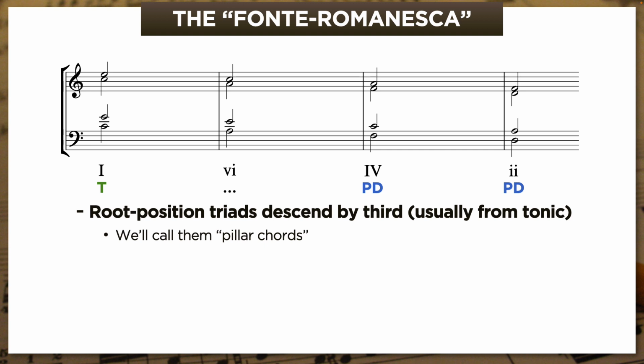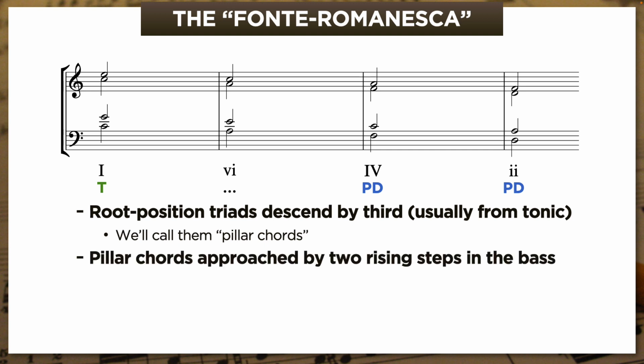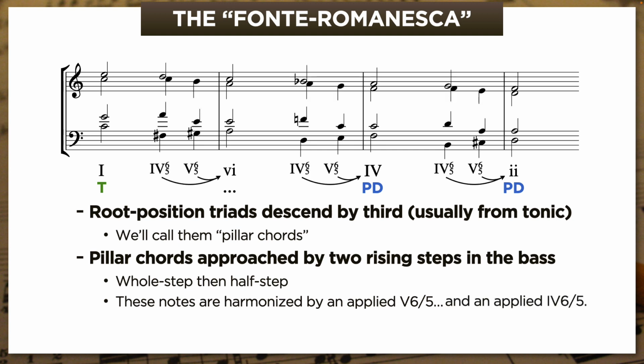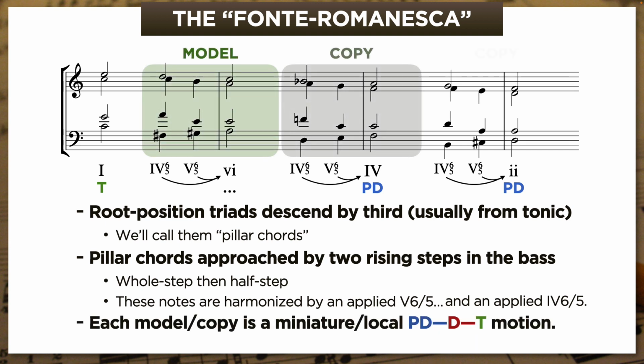First, the bass will always walk up into the root position chords with two rising steps, a whole step, then a half step. And those rising steps will always be harmonized with the same two chords, an applied 5-6-5 right before the pillar chord, and then an applied 4-6-5 right before that. So each model and copy is a kind of miniature predominant-dominant tonic progression.